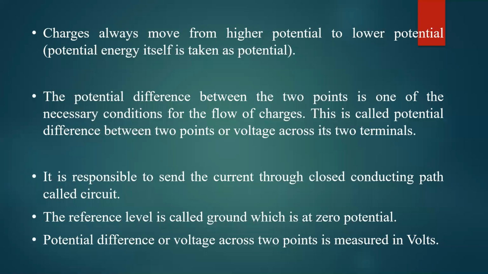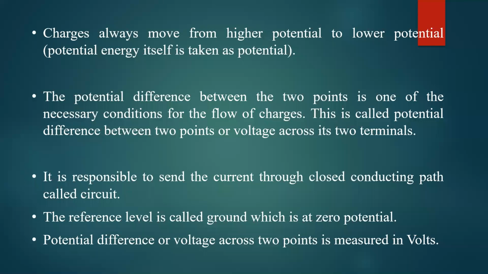Okay, in an electrical circuit, what is ground? Grounding of a point is nothing but a reference level which is assumed to be at 0 potential. What is the potential of ground? Ground is at 0 potential, 0 volt. That is one thing. Then this potential difference or voltage across two terminals is measured in volts.